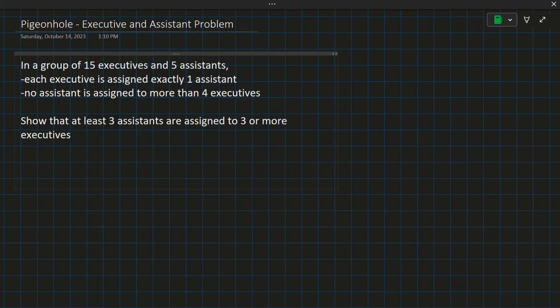We're going to be talking about the pigeonhole principle applied to the executive and assistant problem. It's probably the most challenging problem we've done in the pigeonhole series, but we'll be using the set function framework to help us, and we'll get started right away.